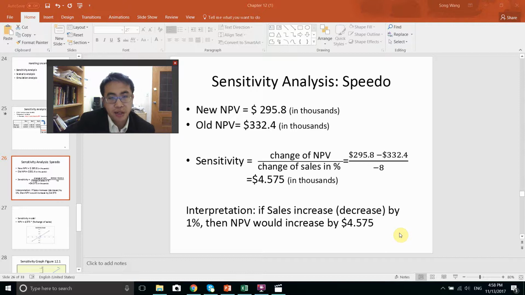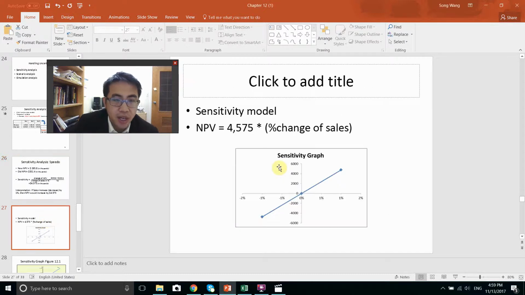You will still remember that if the market risk premium changed by 1%, then the stock risk premium would change by 1% times beta, or beta percent. Okay, so that's the sensitivity analysis. And we can plot the numbers on the sensitivity graph.